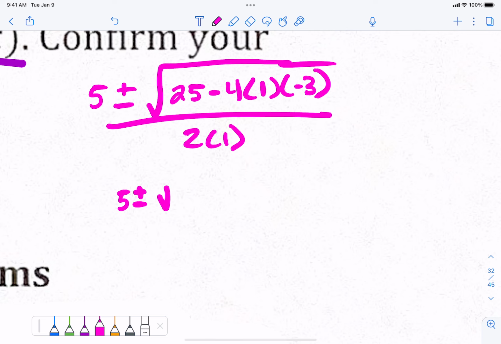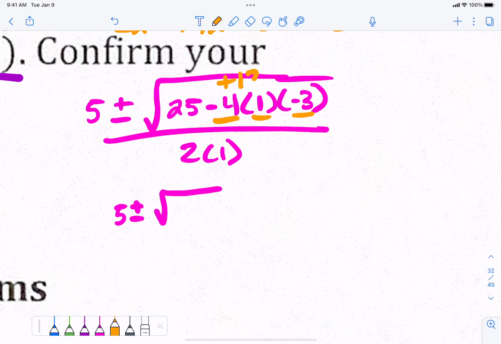5 plus or minus the square root of, what is negative 4 times 1 times negative 3? Positive 12. Plus 25. 37. All over 2.